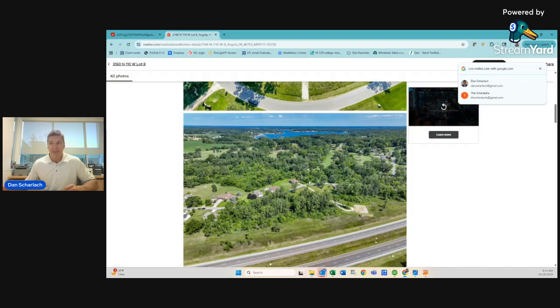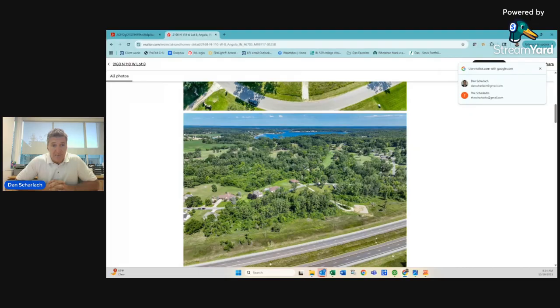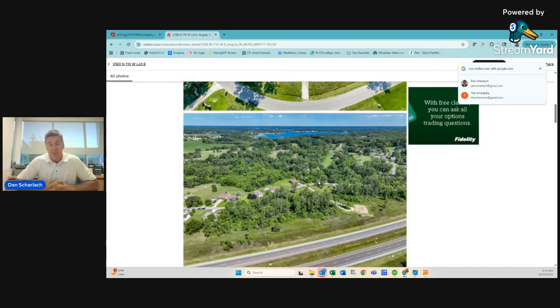I don't know the exact configuration of this, but the last time I looked at it, it was about 5 buildable lots. So, if you can get 5 buildable lots for $125,000, divide that out, do the math. It's about $25,000 per lot. That's not that bad. Okay. So this would be something worth considering.